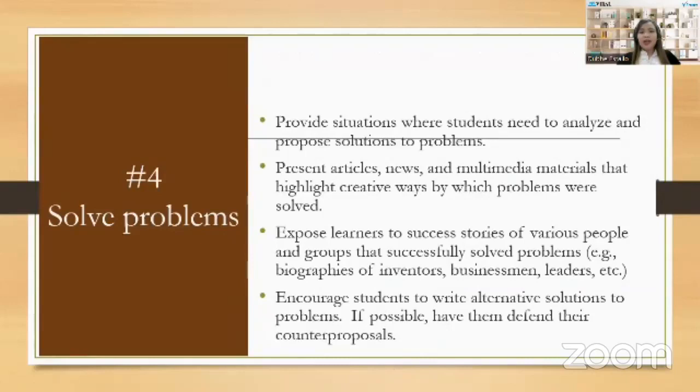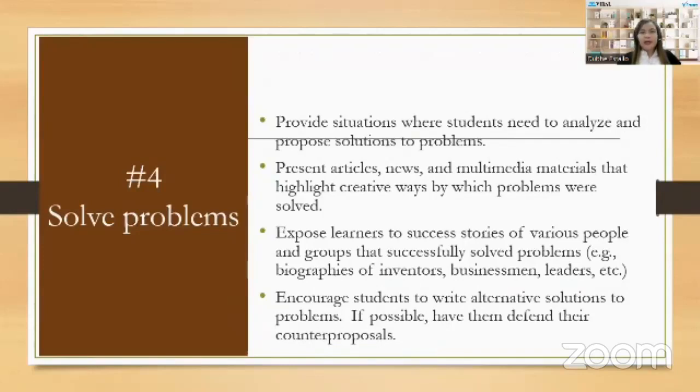We should expose our learners to success stories of various people and groups that successfully solved problems, to encourage them, to make them realize that a problem is only as great as one's ability to conceive solutions for such problems, such as we could use biographies of successful people like inventors, businessmen, leaders, and groups. And as we do so, let us not forget to also present local role models for our students to follow.